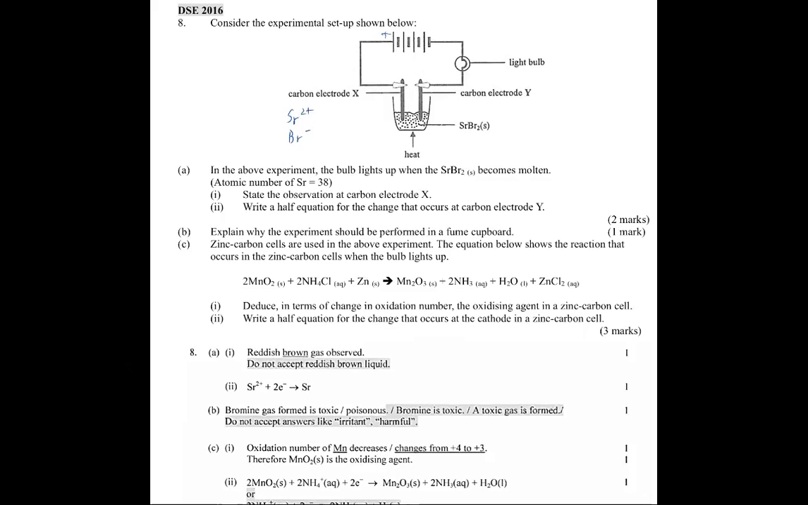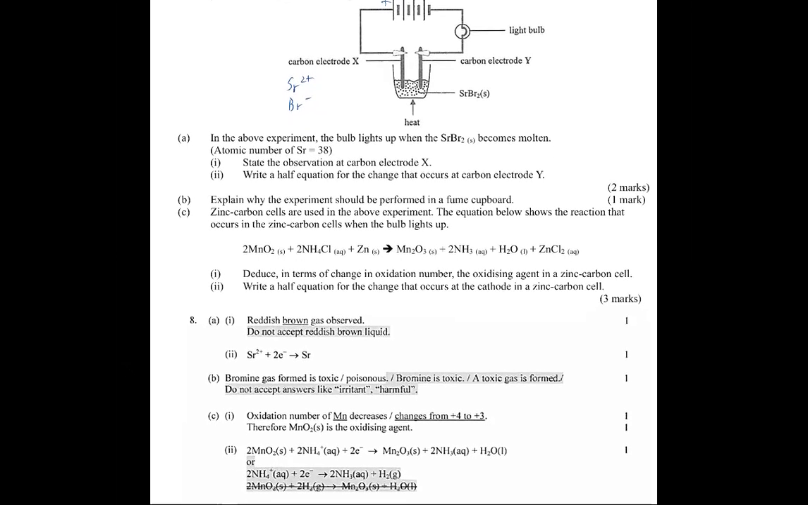And then write the half equation for the change that occurs at carbon electrode Y. So it should be Sr2+ that gets discharged at electrode Y. So it will gain electrons. Then B, what it should be performed in, a fume cupboard. As I said, bromine gas is toxic.